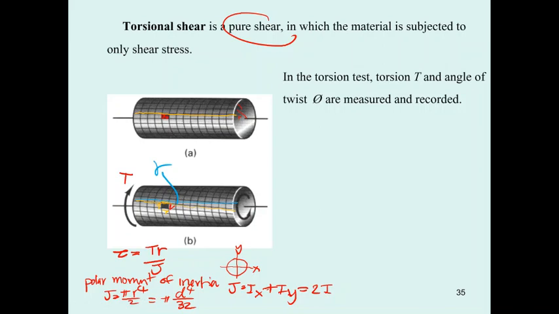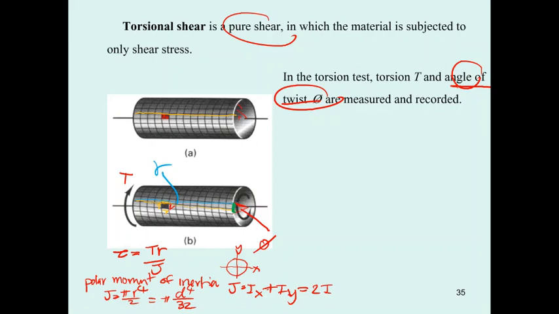Okay, and also if you reference the first position by this line, when it twists, it's going to twist into this dashed line, and you have this for phi. This is the angle of twist. Okay, you can measure it.